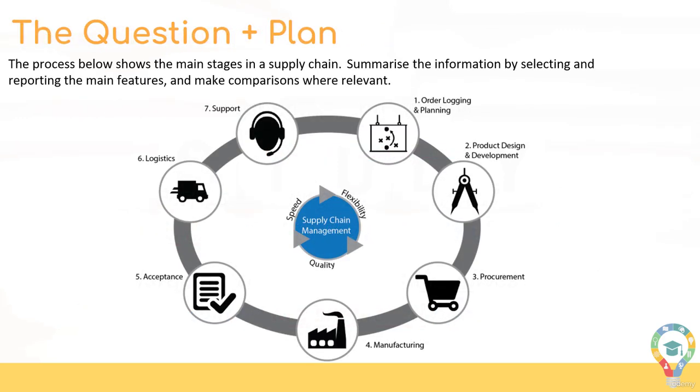The process below shows the main stages in a supply chain. Summarize the information by selecting and reporting the main features and make comparisons where relevant.